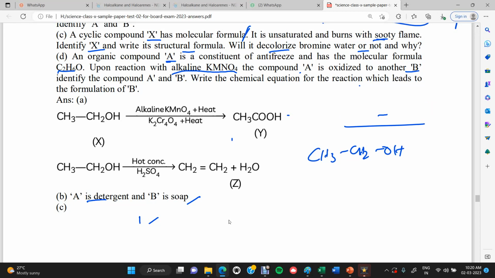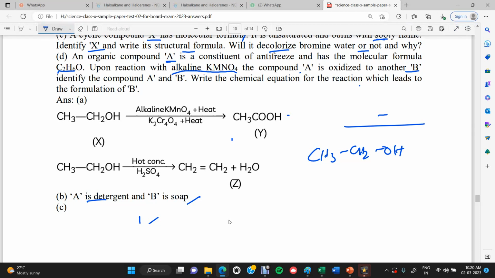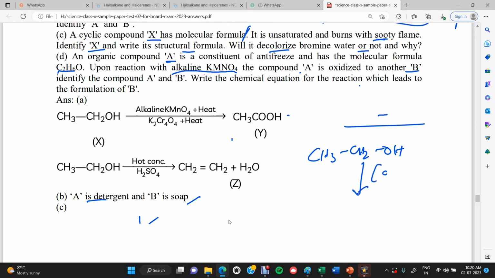So what happens when an alcohol is oxidized with a strong oxidizing agent, Mark? It becomes acid. Yeah, very good. Exactly. That is what happened. So it becomes CH3COOH. That's it. That may be the answer here. Let us check the answer.